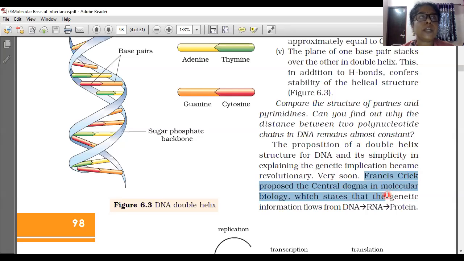Watson and Crick invented the double helix structure of DNA. In that, Crick proposed the central dogma in molecular biology, which states that genetic information always flows from, this is very important, DNA to RNA and RNA to protein. RNA is making the protein. Protein is made at the ribosome, but all the message required for the synthesis of the protein is passing from DNA to RNA. So the center of the central dogma is DNA only.